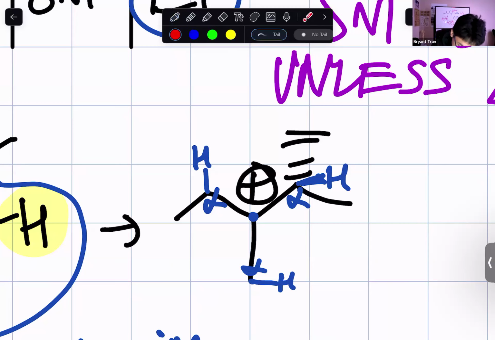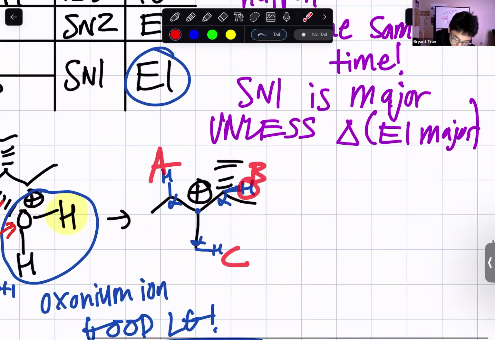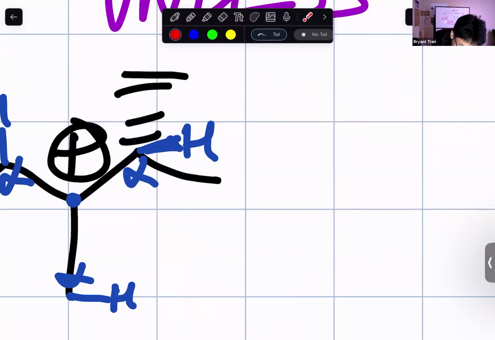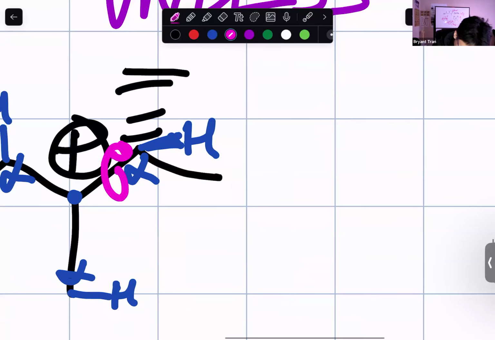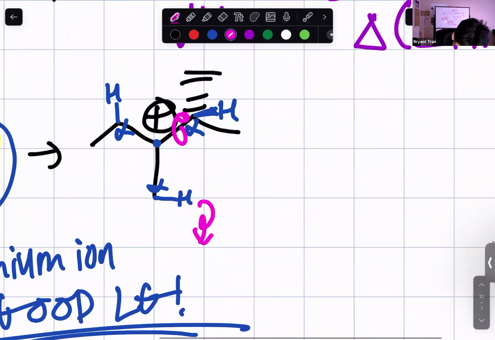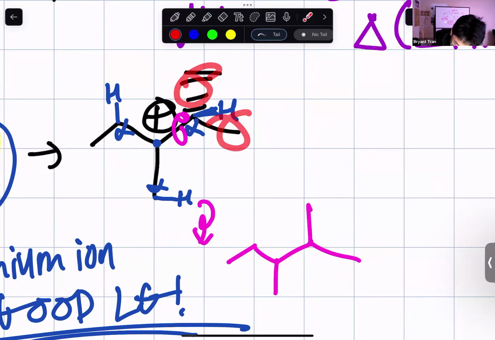And which one would that be? Let's say this is A, this is B, this is C. B? Yeah, B, because that's the most substituted one. But before I make the alkene, I want to show you this concept here. This is a single bond, which can do free rotation. And when I rotate that, I'm going to keep everything on the left side the same, and I'm just going to rotate this methyl group and methyl group right there.